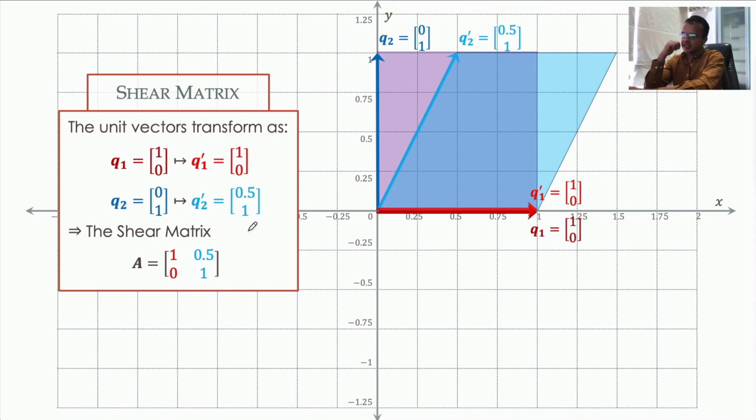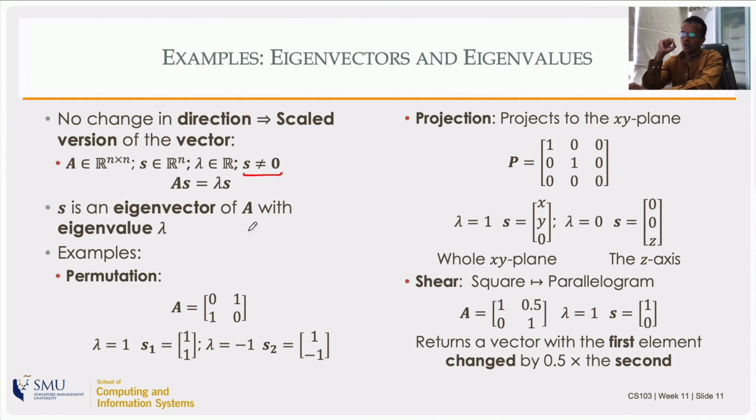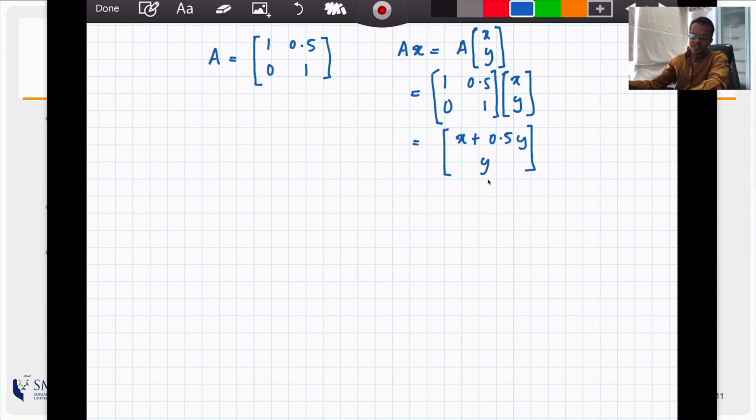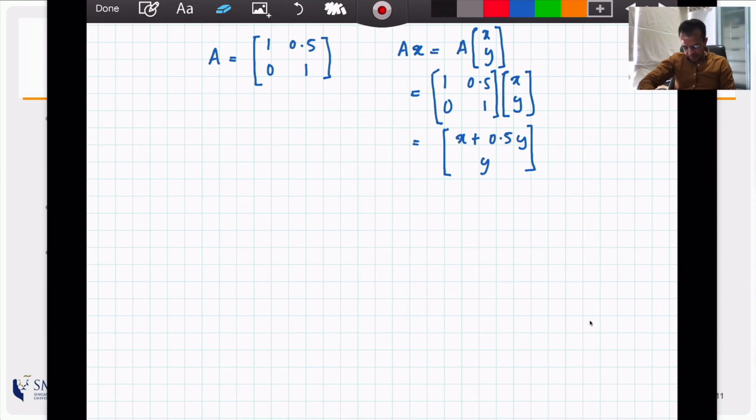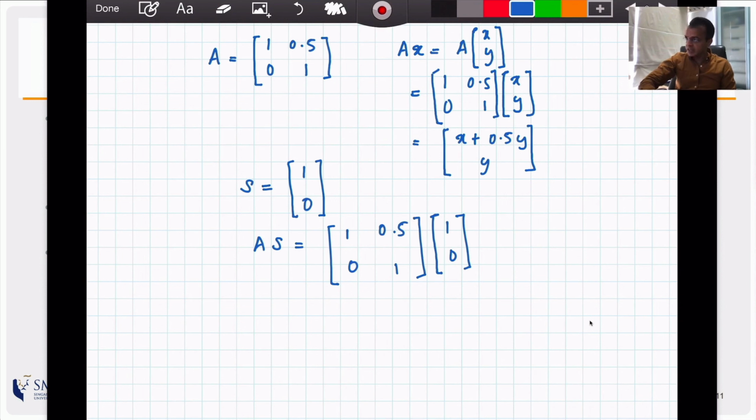Let's just take (1, 0) and apply the matrix A to it. We know that it changes x in proportion to y, but y is 0 here, so x doesn't change. So x was 1, x is going to stay as 1, and y just stays put. So (1, 0) will stay as (1, 0). I have my A there. I'm going to take S, which was (1, 0). AS is going to be 1 times the first column and 0 times the second column, (1, 0). So lambda is equal to 1, and S, the eigenvector, is just (1, 0).